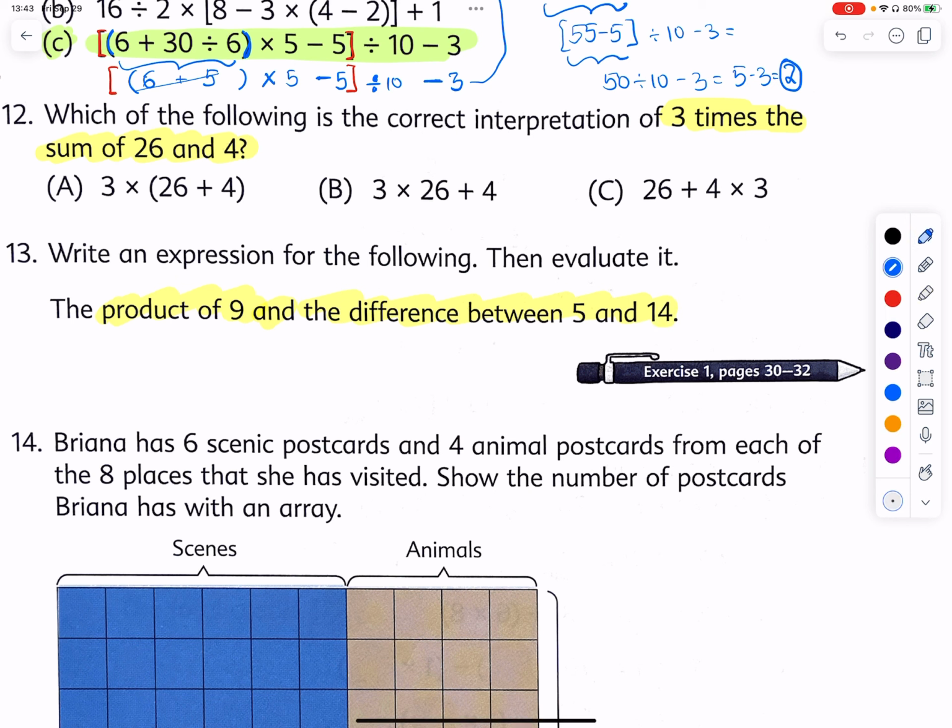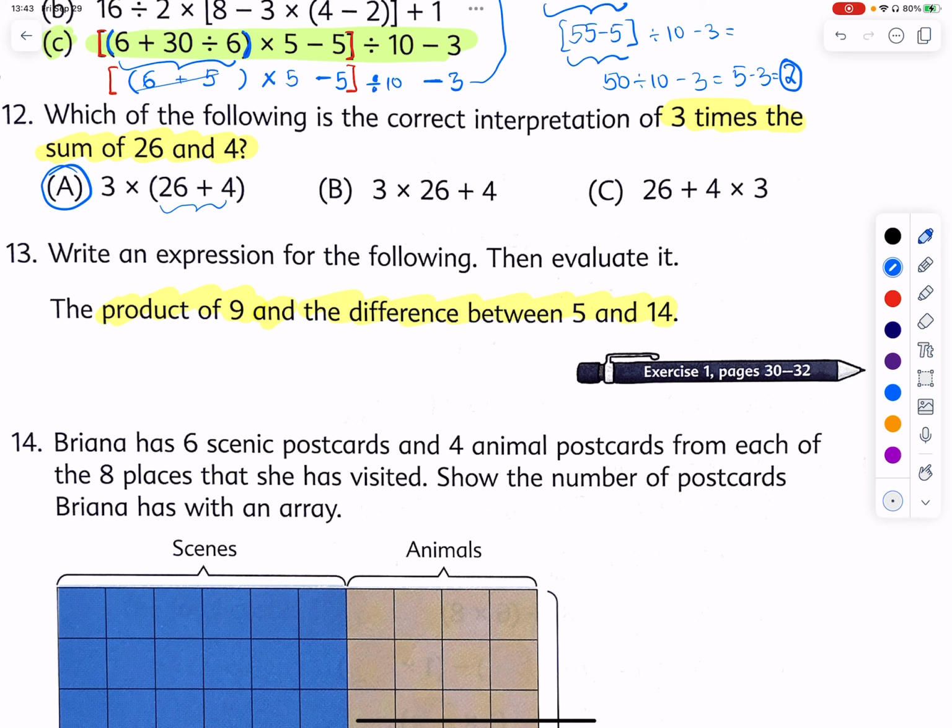So let's go back to number 12. I hope your answer was number A. Why is A the correct answer? Because it's 3 times the sum of 26 and 4.